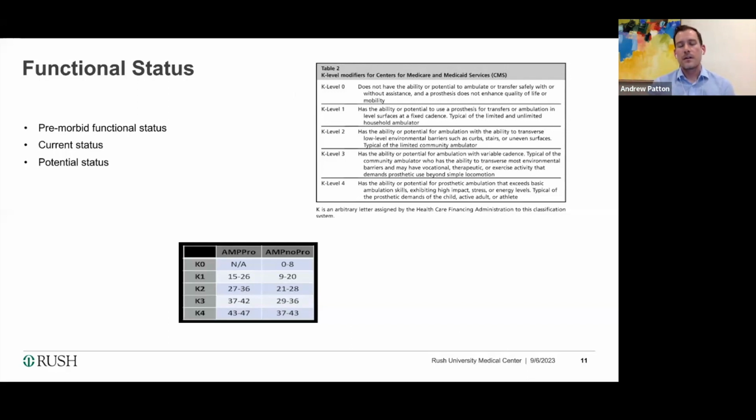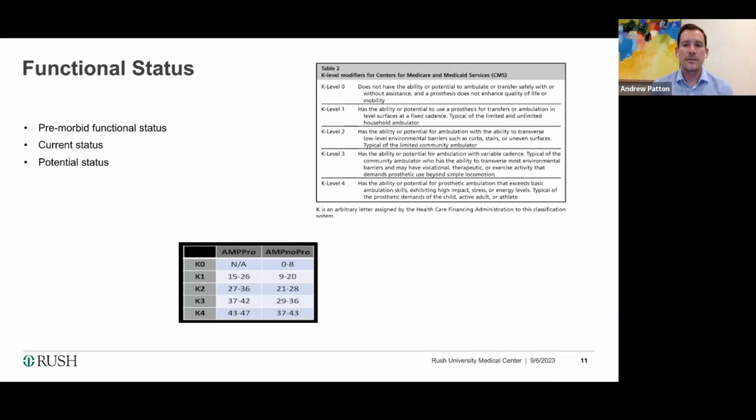K level 1 would be somebody who's going to use it mainly just for transfers and maybe limited household distances. So you think about somebody who's using a wheelchair, but they can do transfers if they had a leg. So you get them a leg so they can get from chair to bed or to other surface. And maybe they can get up and their bathroom's too small to get a wheelchair in, but they can get up and walk like the 5 feet to get on the toilet, use the toilet, get up, walk back to the wheelchair, and then go on their way. So that's a very limited household ambulator.